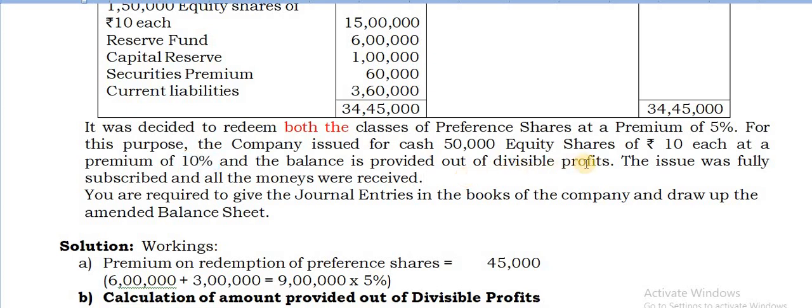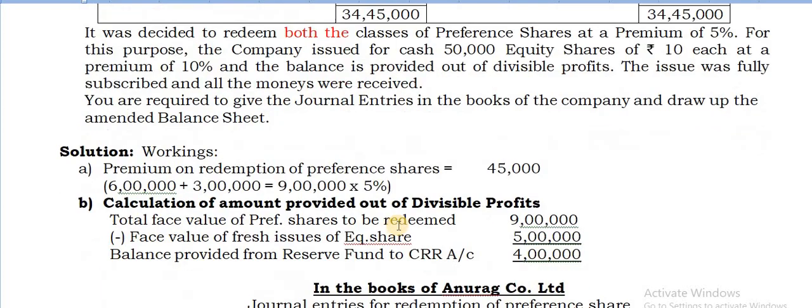The balance is provided out of the divisible profits. Here the divisible profit is only one, which is the reserve fund. Okay, and the issue was fully subscribed and all the money were received. You are required to pass the journal entries.